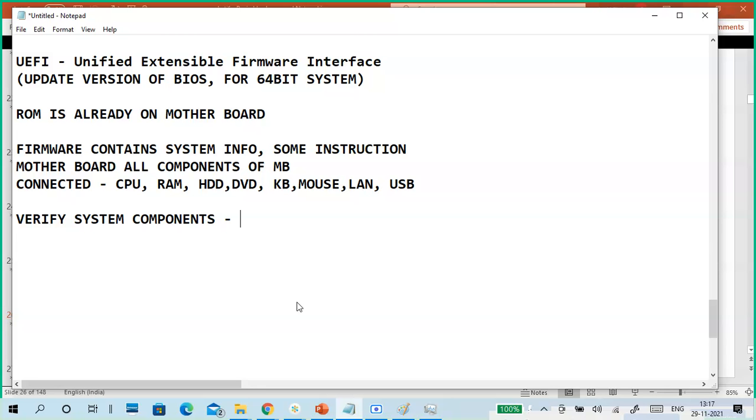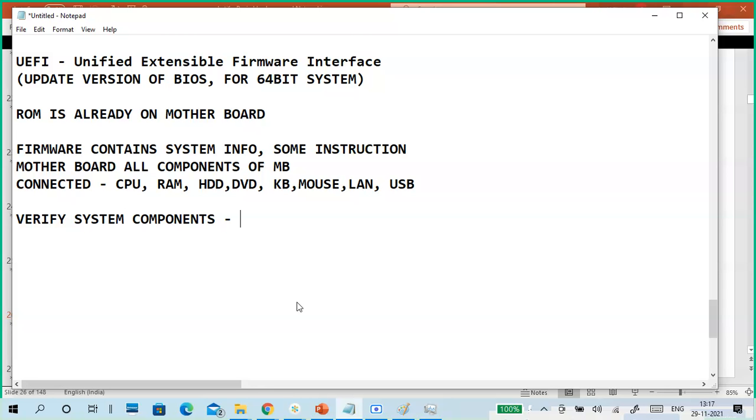CPU, RAM, hard disk, DVD, everything. Primary components are very important. Of course, if you didn't put a DVD drive, no problem. You didn't connect a mouse, no problem. You didn't connect a LAN, no problem. You didn't connect a hard disk, maybe the OS won't be loaded. Like that, it is not required.